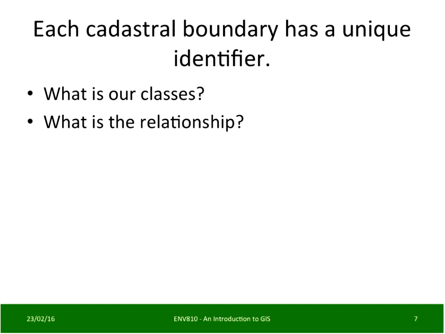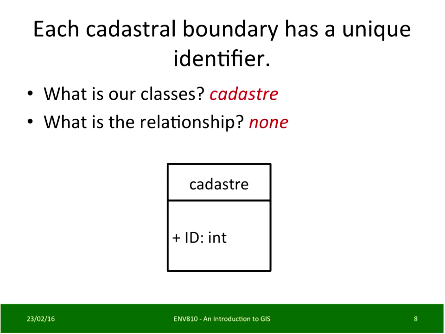Okay. So then we are at the third bullet. Each cadastral boundary has a unique identifier. So what is our class? What is our relationship? This one does not necessarily have a relationship. It only affects a specific class. So our answer would be something in this direction. You have your class, which is your cadastre, and the relationship would be none in this case. But what we would do is add a public attribute that has our ID, and it is an integer.